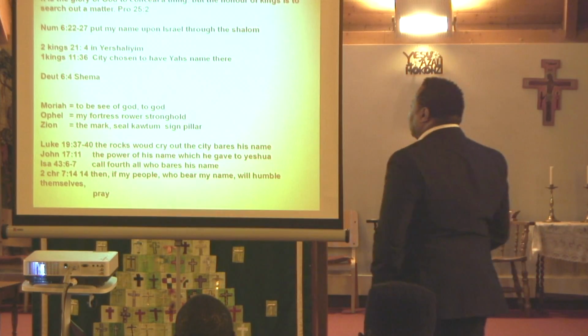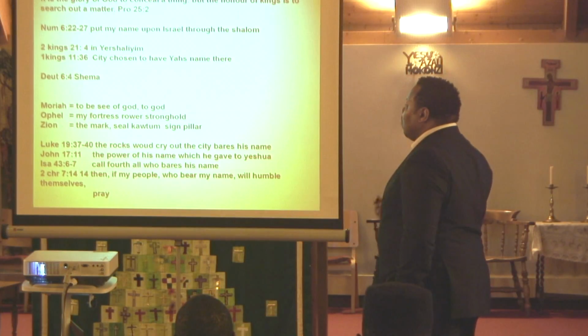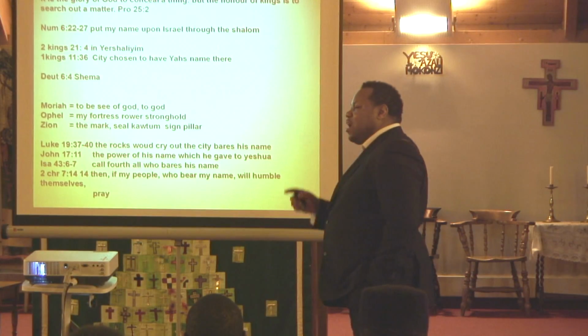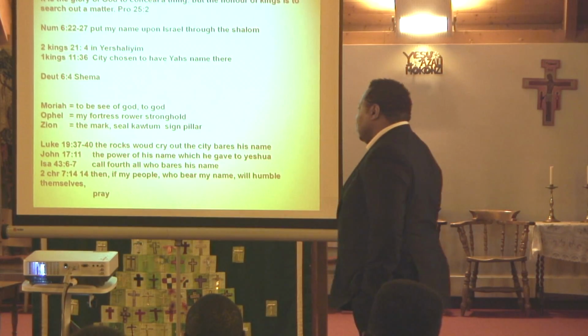Closing up, I appreciate your patience. It is the glory of God to conceal a thing, but the honor of kings is to search out a matter. Proverbs 25, verse 2, for those of you keeping notes. Numbers 6, verse 22 to 27: put my name upon Israel through the Shalom. 2 Kings 21, verse 4 makes it clear: he will put his name in Yerushalayim. 1 Kings 11:36: he has chosen this place to have Yah's name in there. These are my notes. I'm just giving you notes real quick. I ran out of time to finish the presentation. Deuteronomy 6:4: the Shema even has his name in the midst of the Shema.